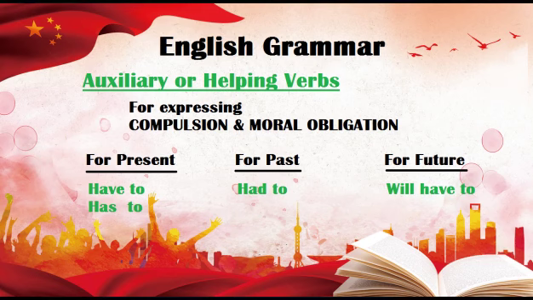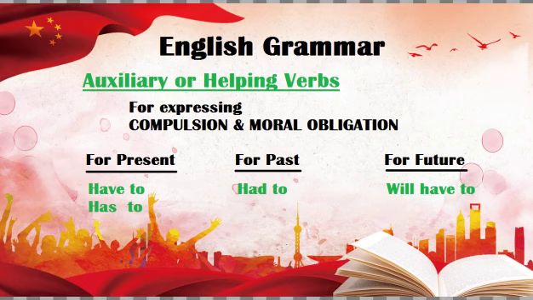Yes, in order to express such compulsion and your moral obligation, you have to use the auxiliary verbs, and these auxiliary verbs are have to, has to in present, had to in past, and will have to in future. Through these auxiliary verbs, you will be able to express your compulsion or moral obligation. For example, I have to organize this party twice a week.